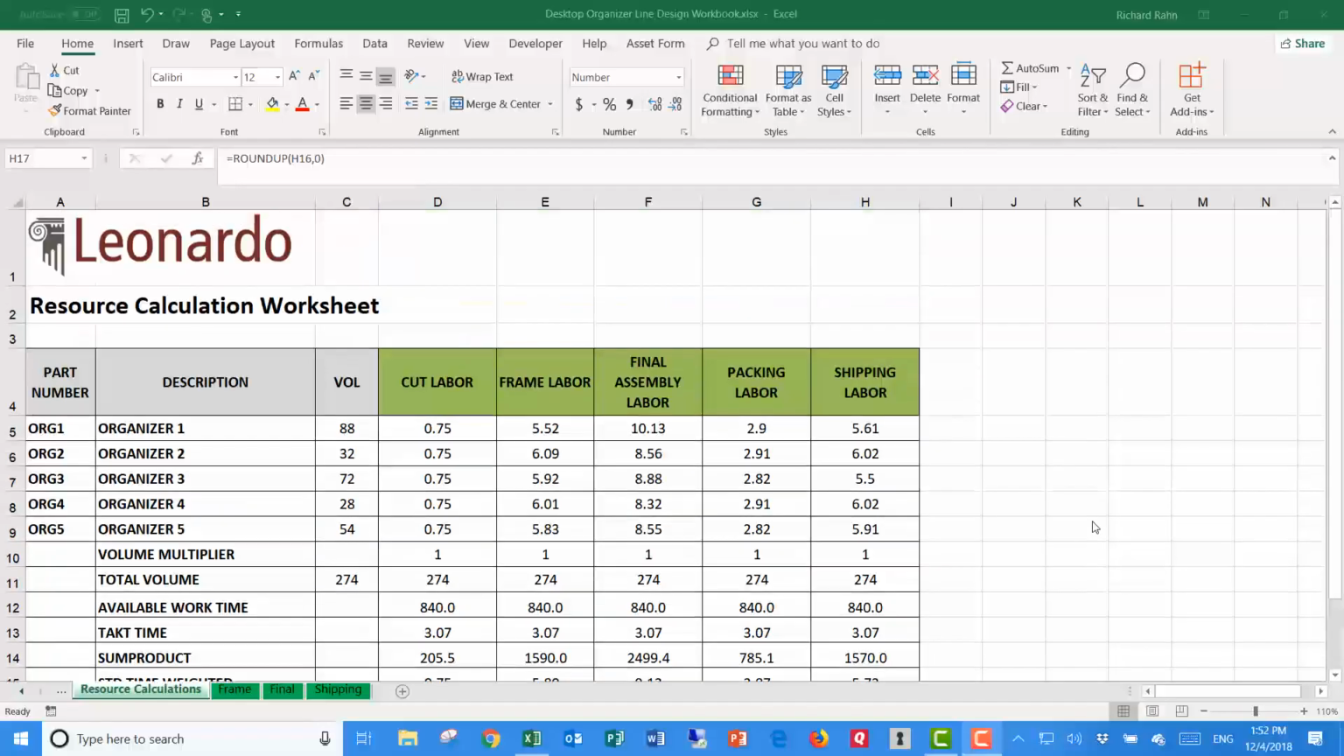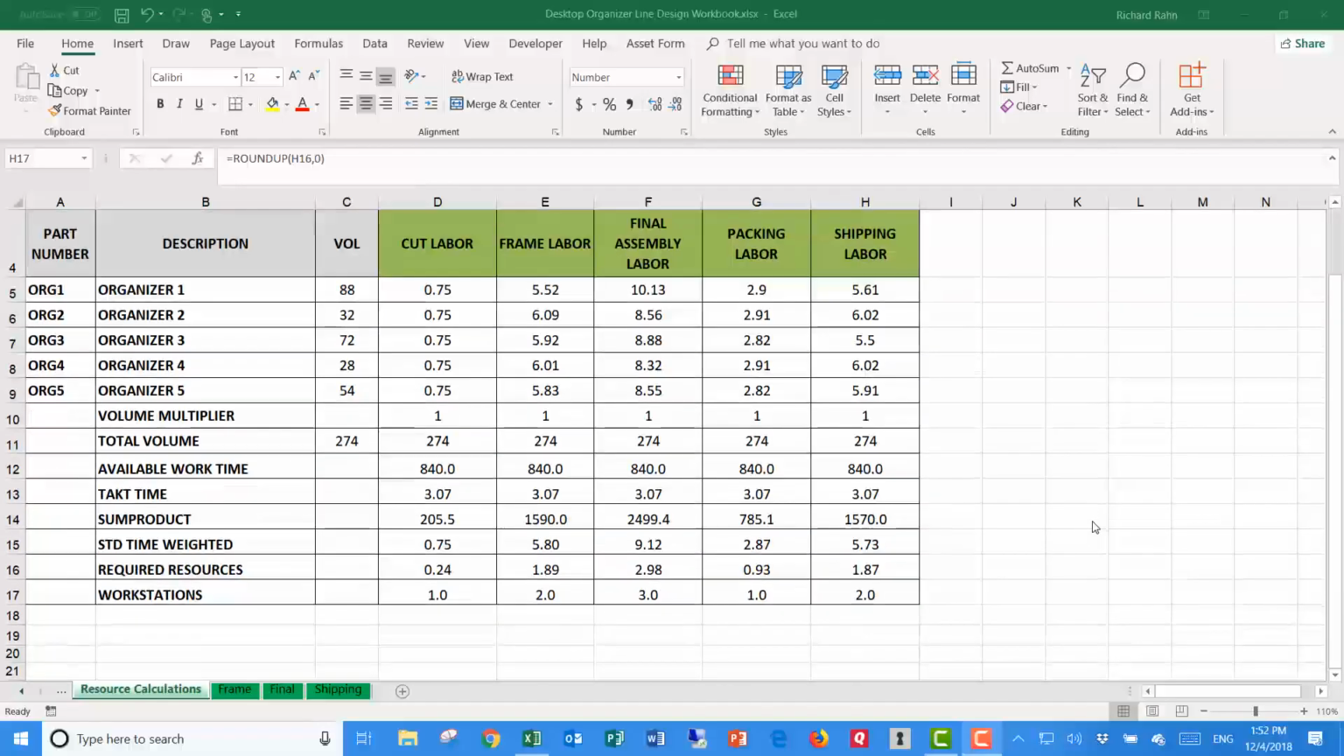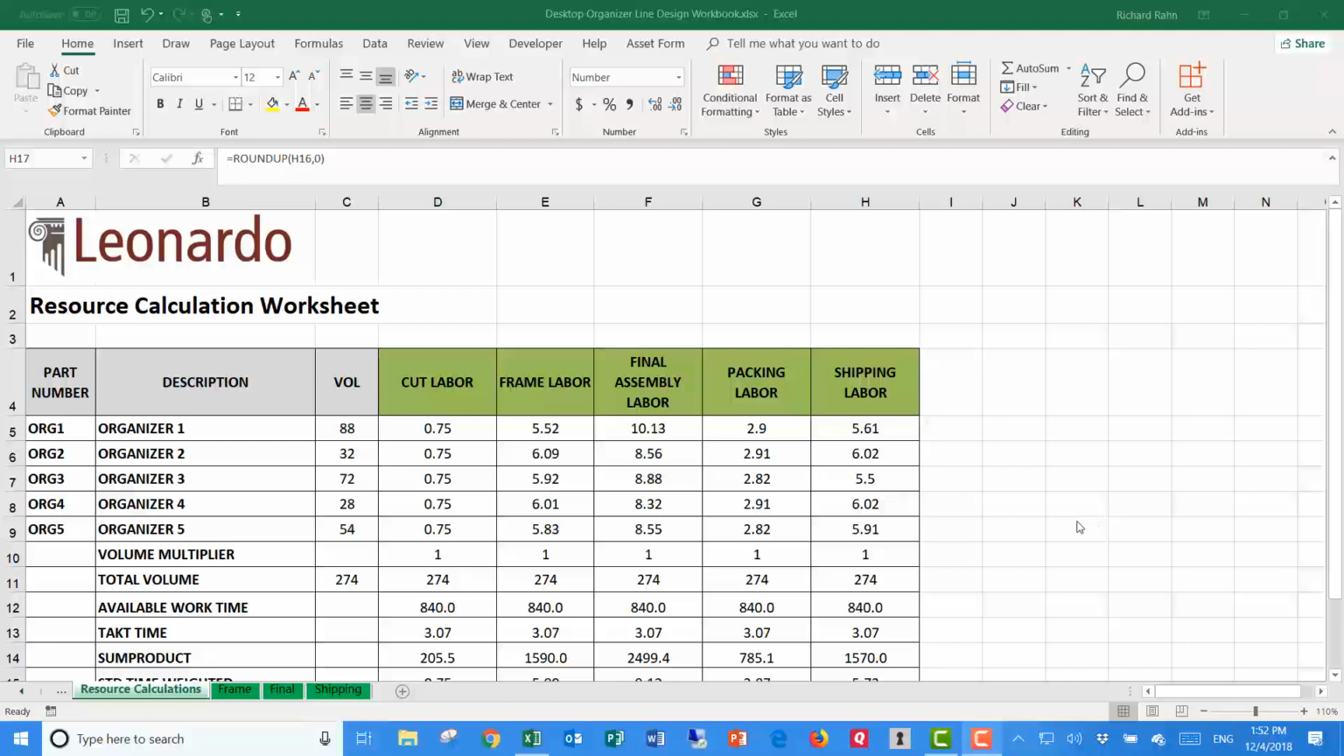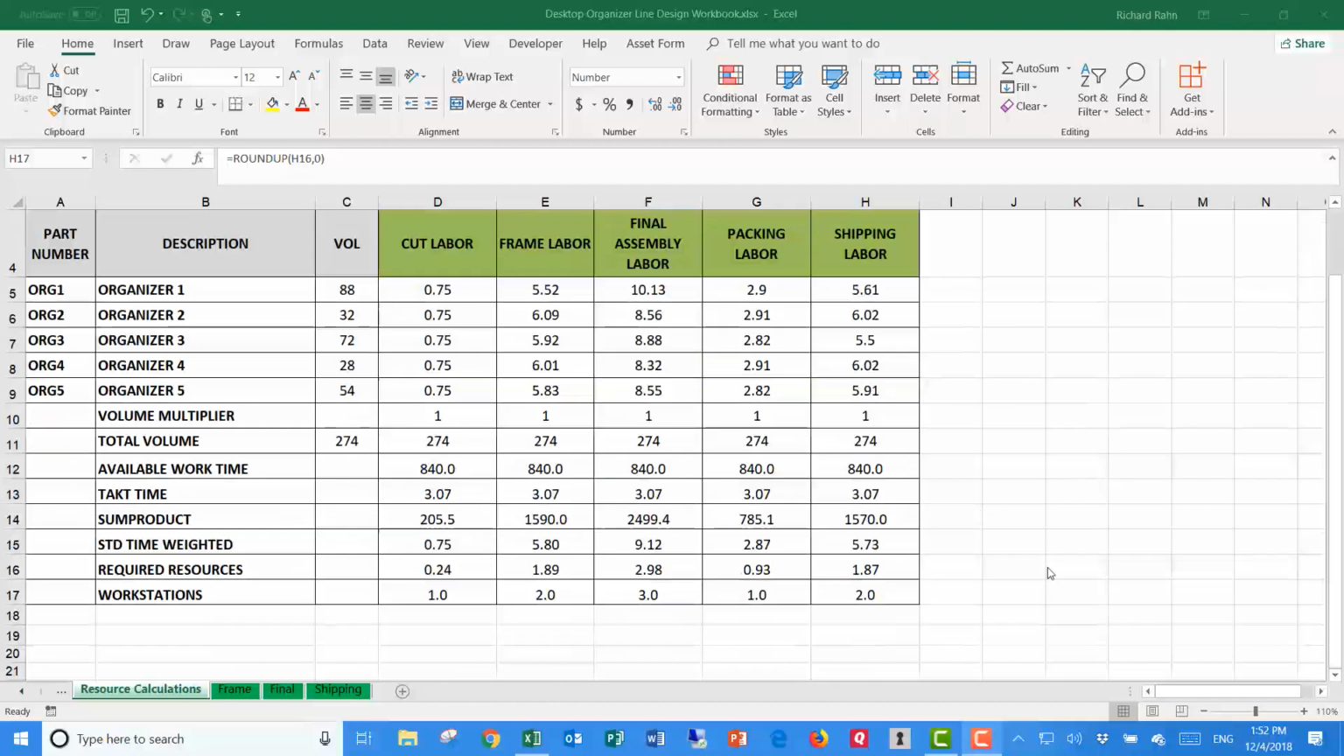Okay, let's take a look at the resource calculation worksheet based on our value stream map, but drilling down to a deeper level of detail. So we have 5 different products, org 1 through org 5, and we have volumes. We call this forecast daily volume for each of these products. And this is setting the capacity goal we want to have for our line design, which adds up to 274 units per day of this mix of products.